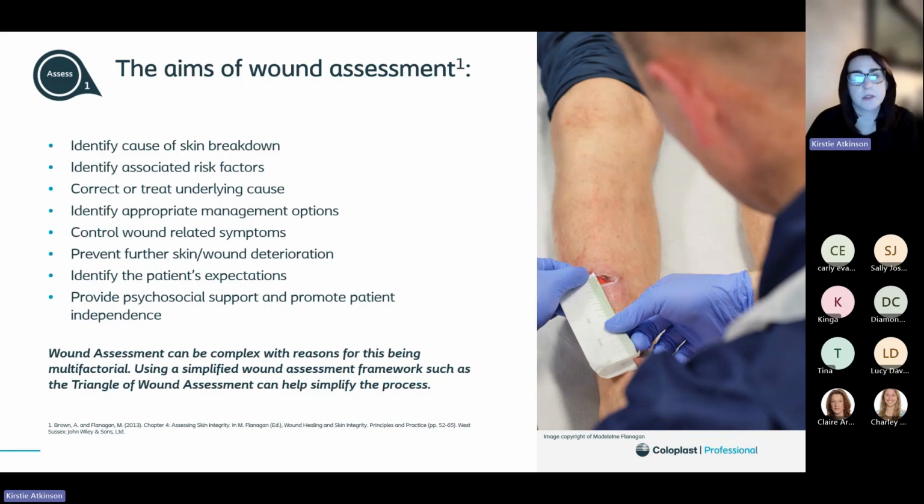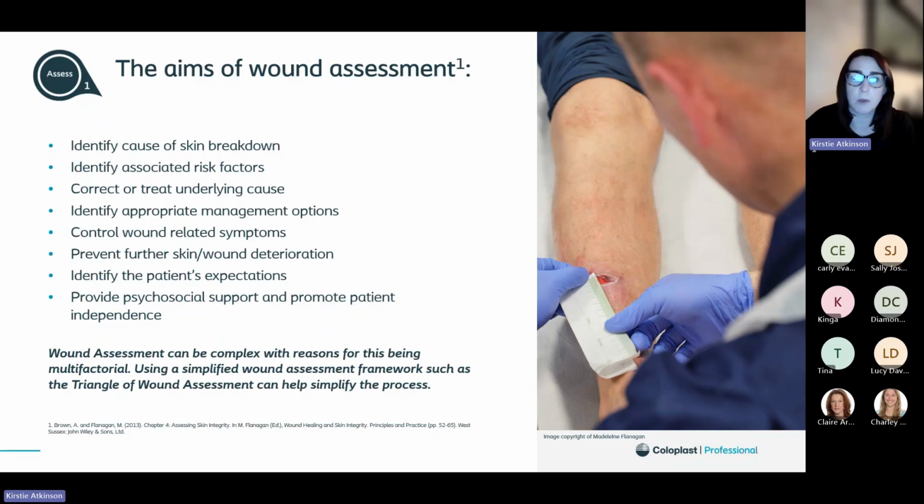We need to identify the patient's expectations as well, because there's patients out there that have had their wounds for multiple years that might not ever see their wound healing, and they might just simply want to get some of those wound related symptoms such as odor or exudate levels down to a more manageable level so that they can have a better quality of life. So it's identifying those expectations so that you can get some concordance. We also want to be providing psychosocial support and promoting patient independence with supported self-management where we can.